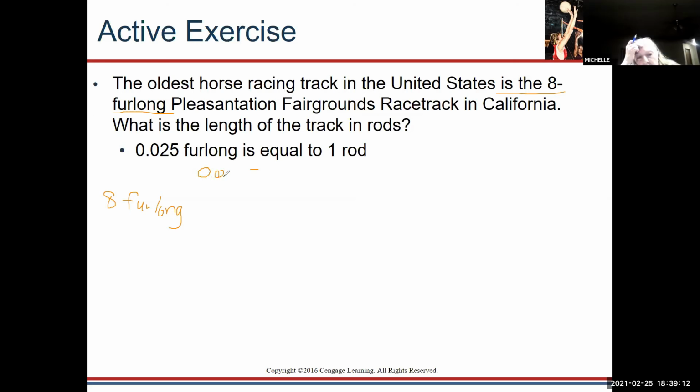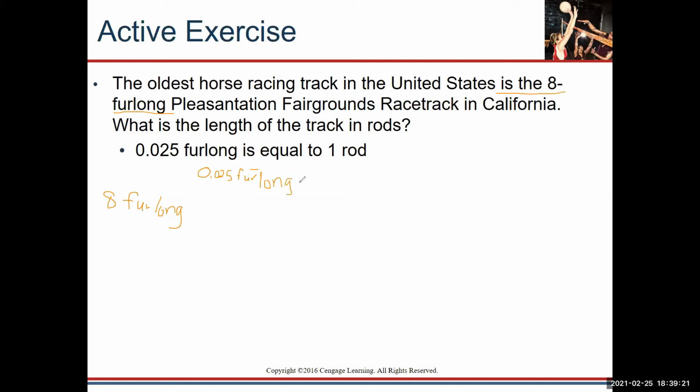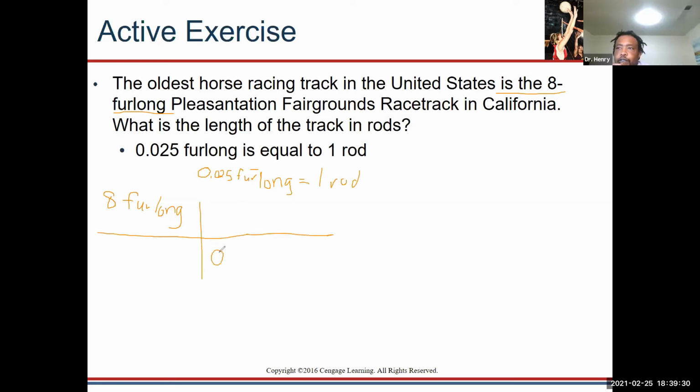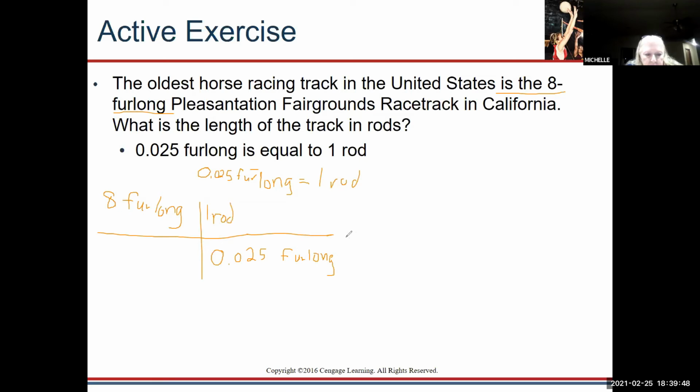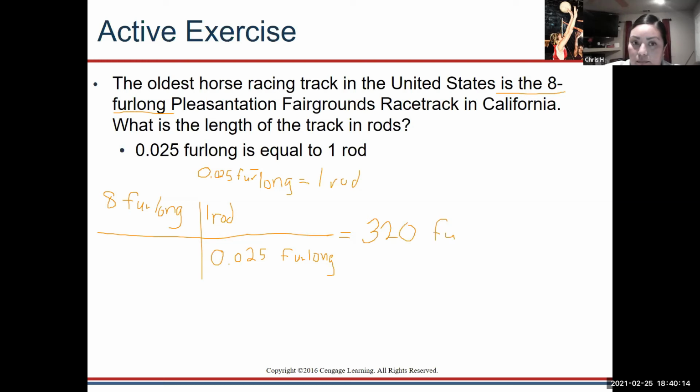Okay. So furlongs on the bottom, and rods on top. $320. Oops, rods. Thank you.